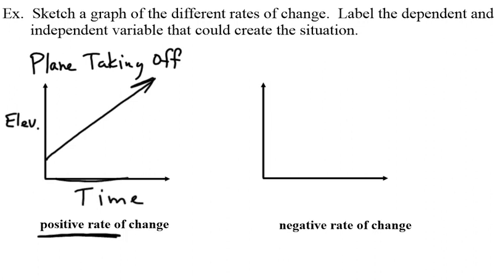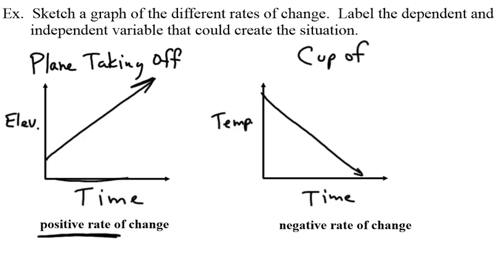Negative rate of change is showing us that our line is going down as we move to the right. What could that be? Time and all kinds of different things we could put in there. Let's talk about the temperature. If you have a cup of hot cocoa or tea or coffee, over time we start at a high temperature and it drops in temperature consistently. Negative rate of change. And we're going to work a lot more with this as we move forward to the next unit.